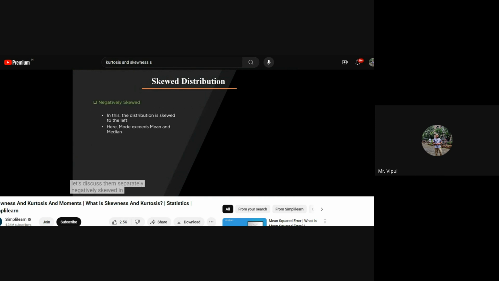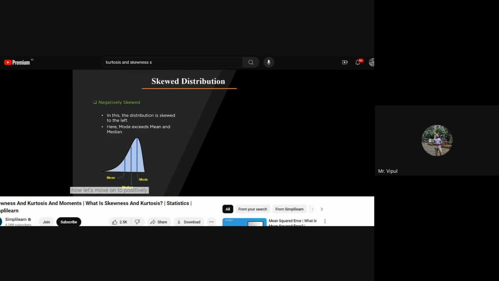Negatively skewed. In a negatively skewed distribution, the data points are more concentrated towards the right-hand side of the distribution, as you can see in the graph. This makes the mean, median, and mode bend towards the right. Hence, these values are always negative. In this distribution, mode is greater than median and median is greater than mean.